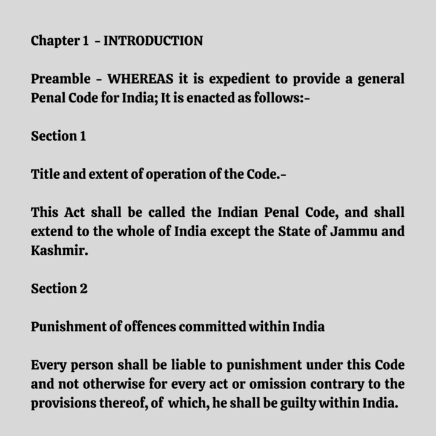Section 2, Punishment of Offences Committed Within India. Every person shall be liable to punishment under this code and not otherwise for every act or omission contrary to the provisions thereof, of which he shall be guilty within India. Now, Section 2 deals with the intra-territorial jurisdiction, that is, the offences committed within India. The term Indian territory has been defined to include land, water, inland water, including the rivers, canals, etc., and portions of the sea. Every person includes a person of foreign nationality also.